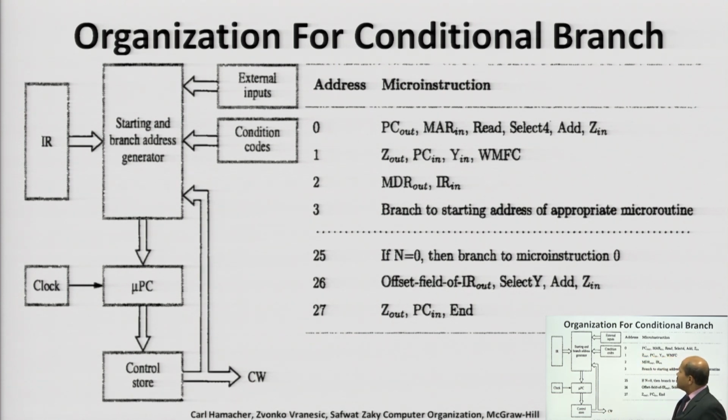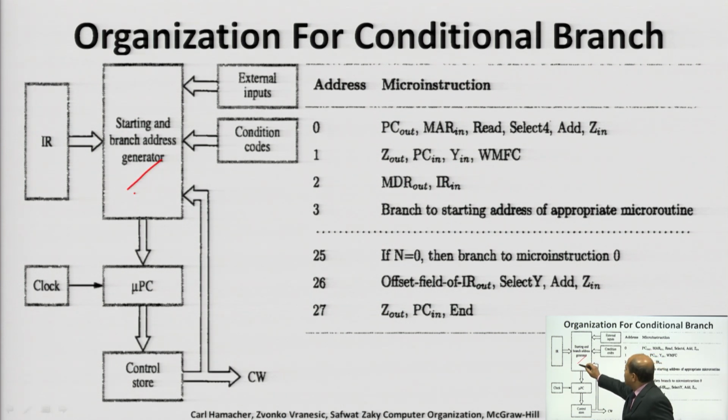So, let us have a detailed discussion of microprogram control. You can see here that this control operation can also handle branch type of instructions, where we have to jump to a particular location. In this particular case both unconditional and conditional branches are handled. You can see here, branch to the starting address of the appropriate micro routine. So, branch instructions will also be handled.